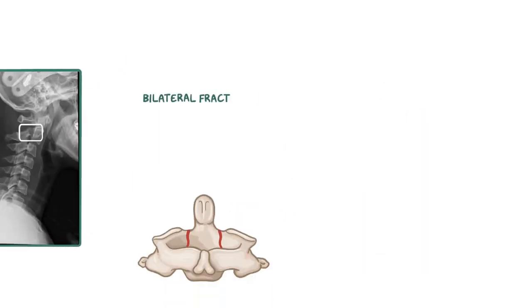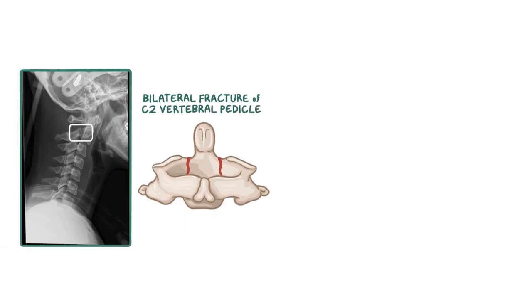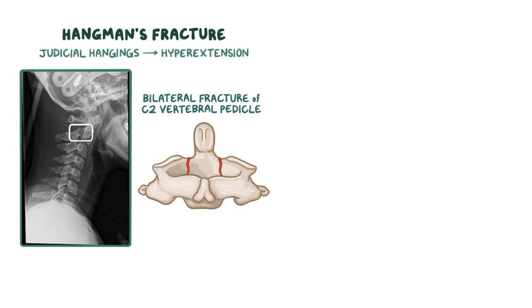Now, bilateral fracture of the C2 vertebral pedicle is called a hangman's fracture and commonly results from hyperextension injury. It gets its name from its association with judicial hangings, which cause neck hyperextension.